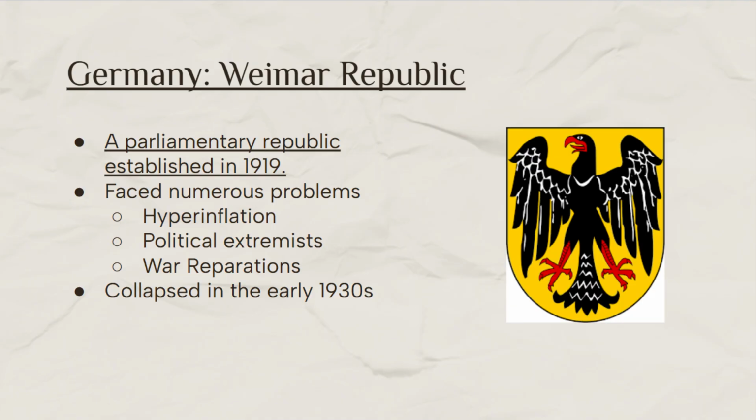And from the get-go, they're going to face a lot of big problems. They're going to have hyperinflation and political extremists trying to take over. Remember, Germany's never had any sort of state like this before. They've been led by kings throughout their history. They're saddled with that war reparations debt and just have a lot of instability in their government. And it's the Weimar Republic that's going to collapse in the early 1930s.